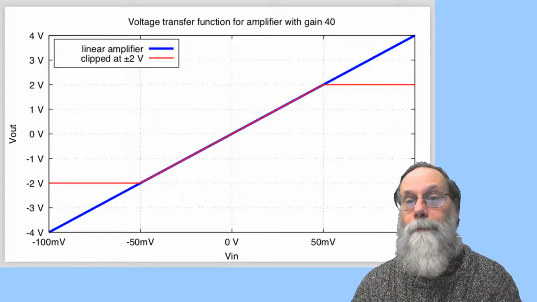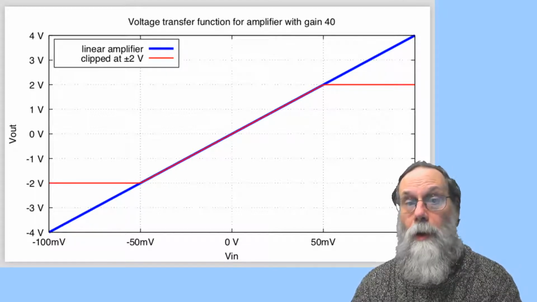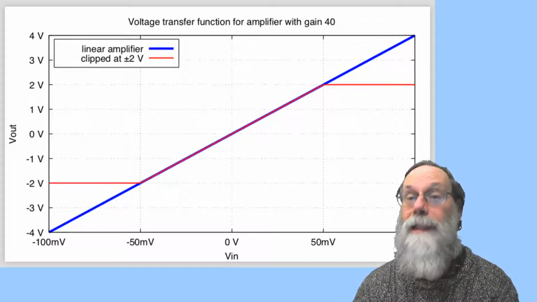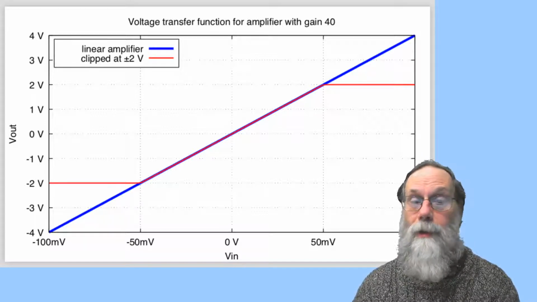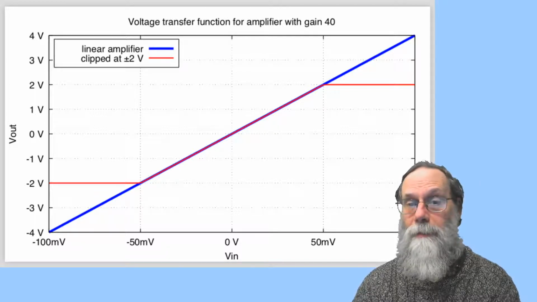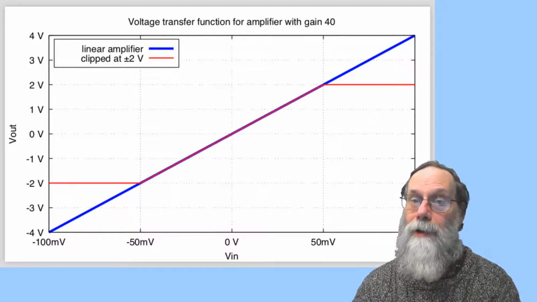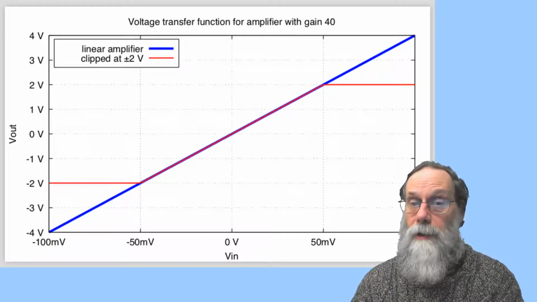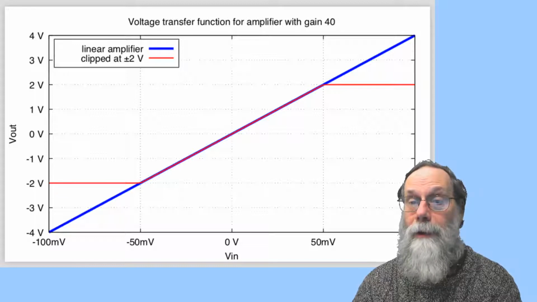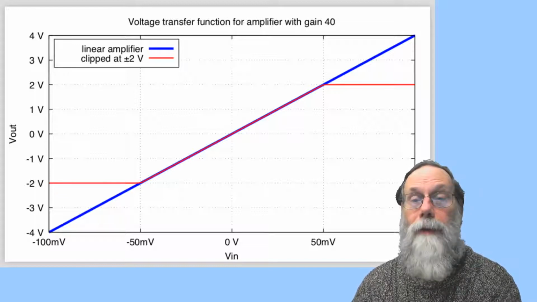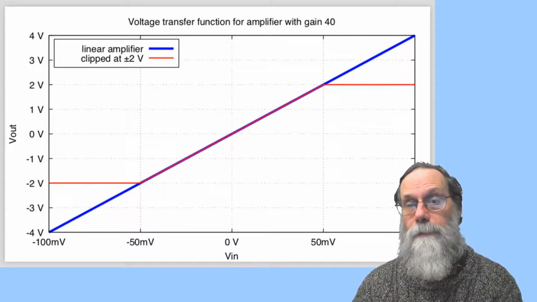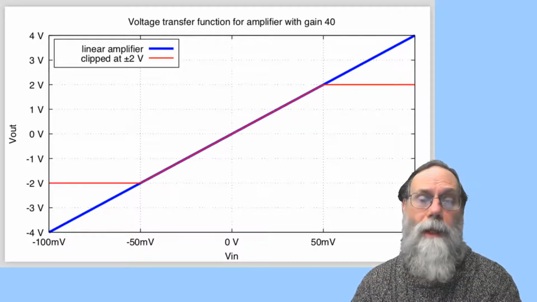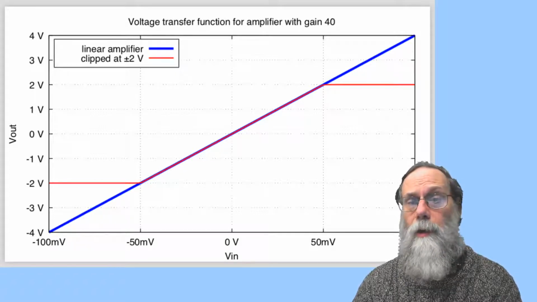In the middle part, where the input voltage is still within a legal range, so the output voltage can sit between the plus or minus 2 volts that this particular hypothetical amplifier can do, the function looks exactly the same as a linear amplifier. So it behaves like a linear amplifier up to a point. And beyond that, the output's constant. That is clipping.